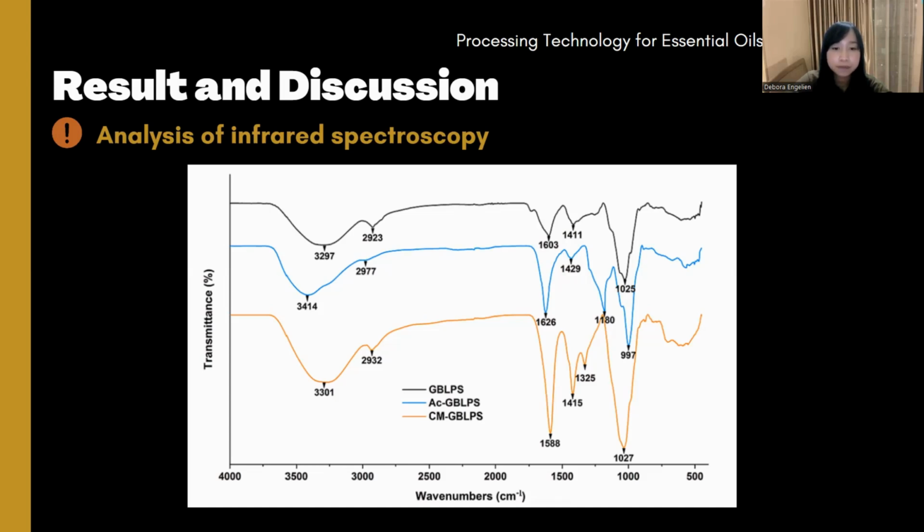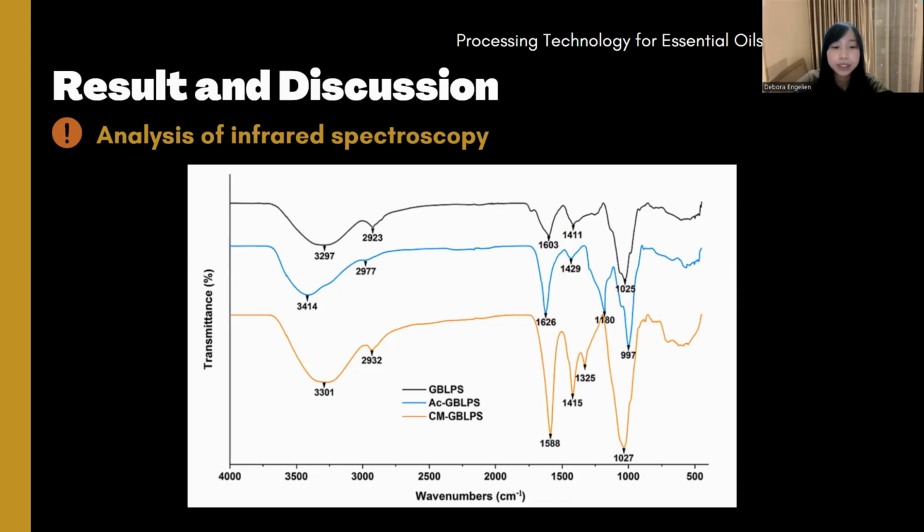And then for CMGBLPS, indicated by orange color, the peaks at 1,588 per centimeter, 1,415 and 1,325 per centimeter were attributed to the stretching vibration of the C=O bond, the symmetric stretching vibration of the COO bond, and the variable angle vibration of the CH bond, respectively. And they are characteristic absorption peaks of carboxymethyl. This indicates that the carboxymethylation of the polysaccharide was successful.